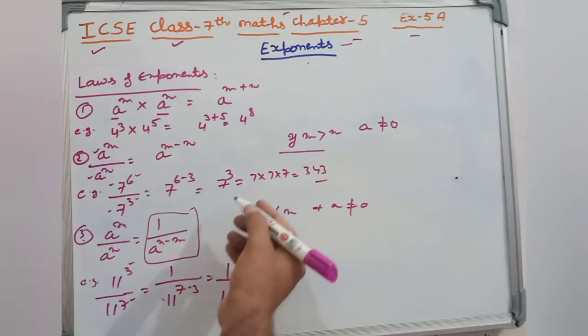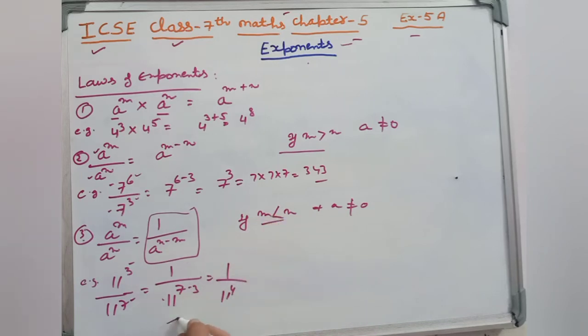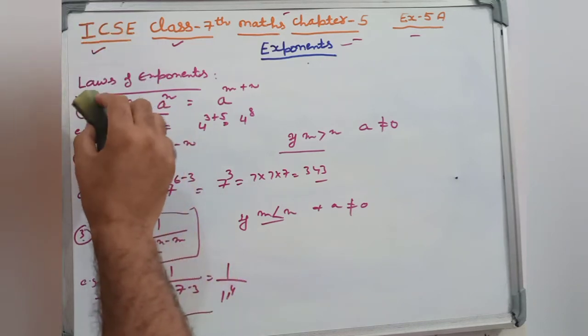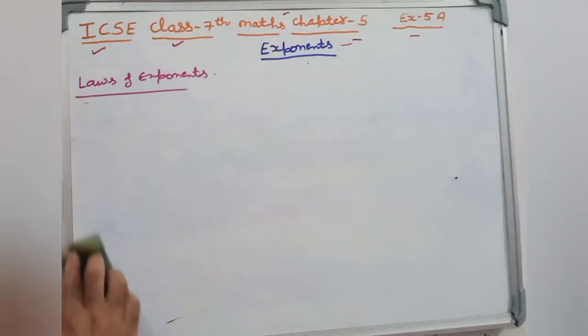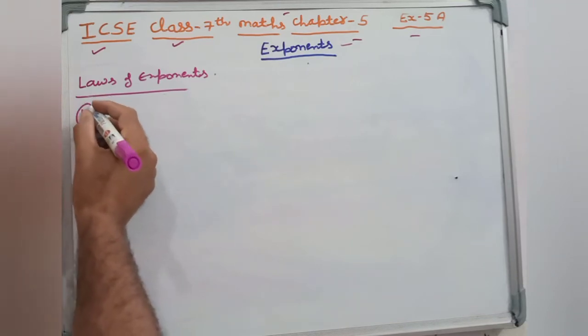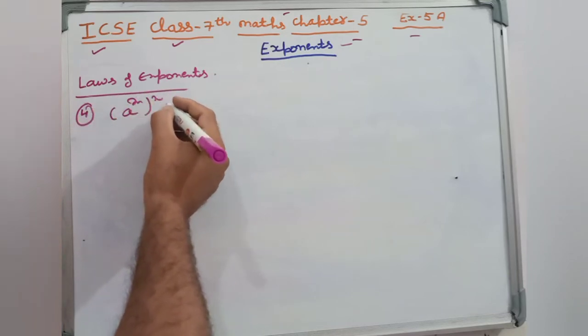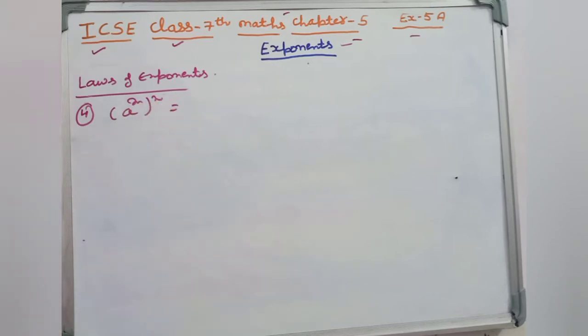So due to m becoming smaller or shorter, this has happened, right? Now, next we are going to do law number 4, that is a raised to power m whole raised to power n.